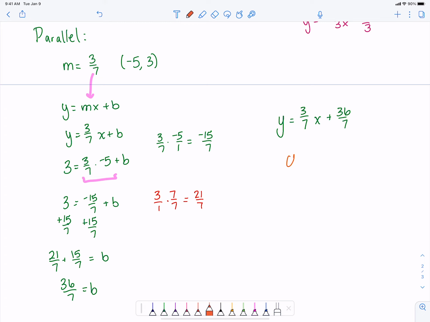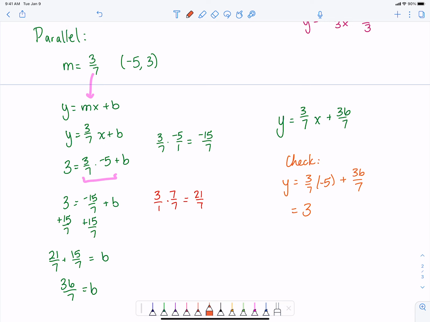And with both of these lines, you can always check them by going back and plugging in negative 5, because we better get 3 out as an answer. And if you go and grab your calculator and type this in, you will get 3. So that's a quick way to check. Another way to check is to graph all 3 of these lines.